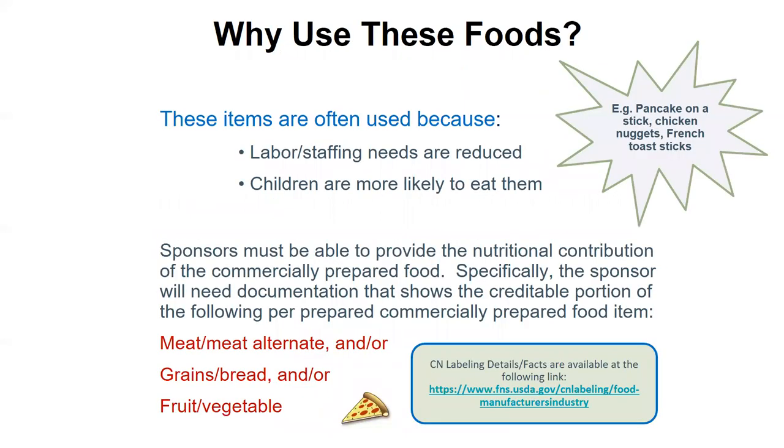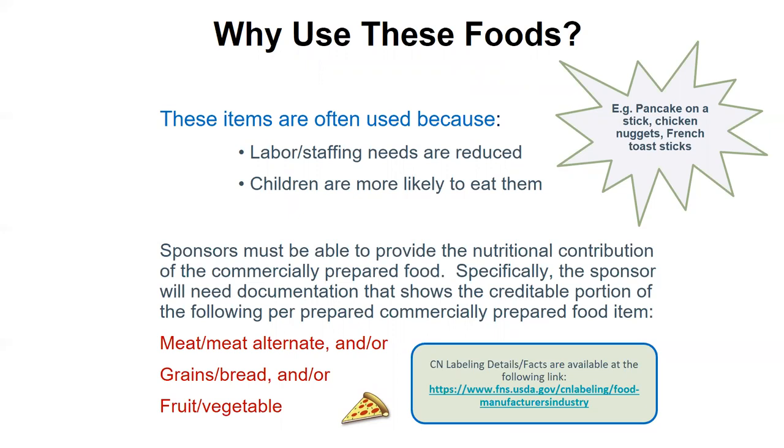Commercially prepared foods are commonly seen on menus because when they are used, labor and staffing needs are reduced, and many of these products are very desirable to the children that are served. Some common examples would include chicken nuggets at lunch and French toast sticks or pancake on a stick at breakfast. To use products such as these, sponsors must be provided with information on the nutritional contribution of the commercially prepared food.